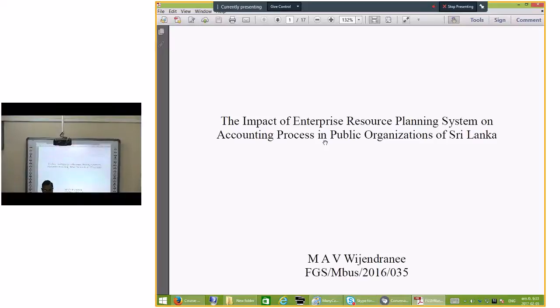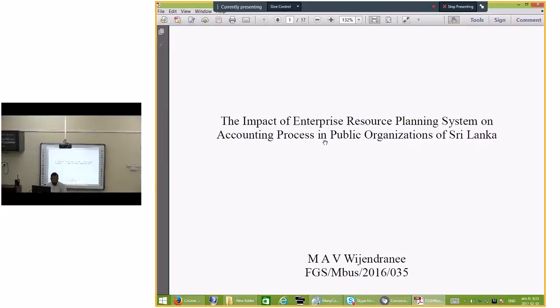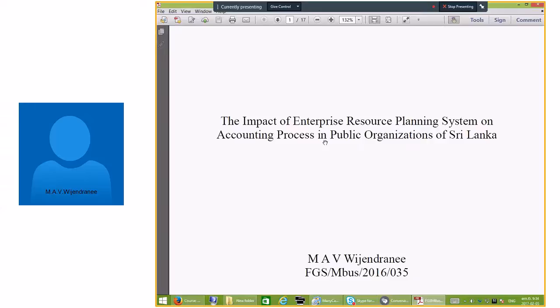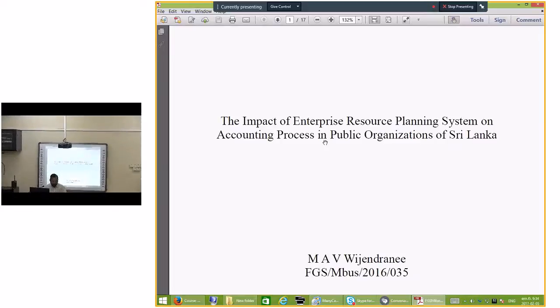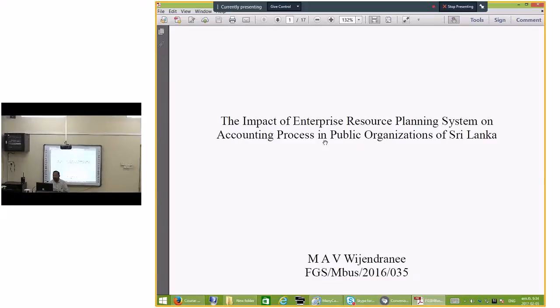Now, it is obvious that a manual accounting system or some other accounting system was implemented previously in the Petroleum Corporation. Everyone knows that, otherwise they cannot prepare the financial statements. Now I want to study why this ERP system was introduced to this particular organization. Therefore it is obvious that there should be some problems in the previous system.